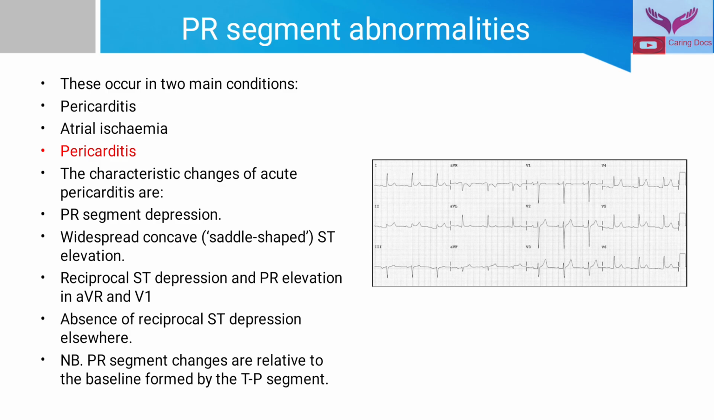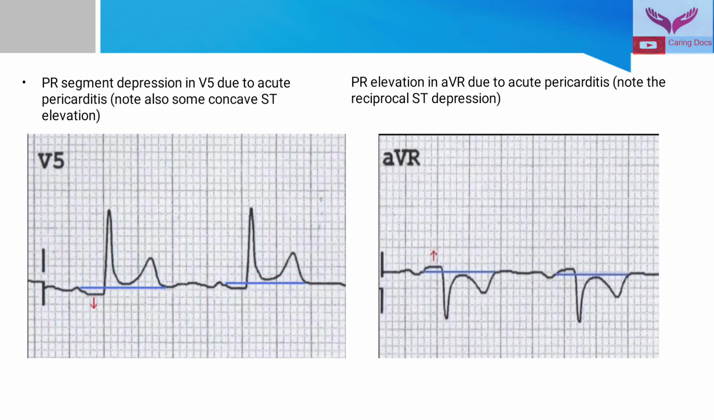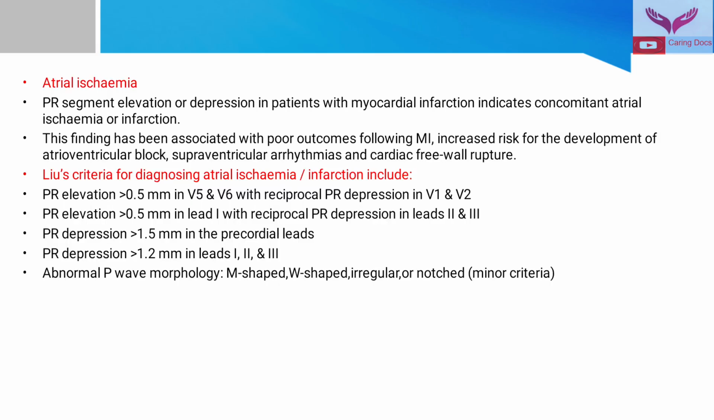Note, PR segment changes are relative to the baseline found by the TP segment. When we see the PR segment, we have to see the TP segment also, and we have to compare them. If there is PR segment depression relative to the TP segment, only then can we say that there is PR segment depression. In this ECG, in lead V5, we can see PR segment depression due to acute pericarditis, and in aVR we can see PR elevation due to acute pericarditis.